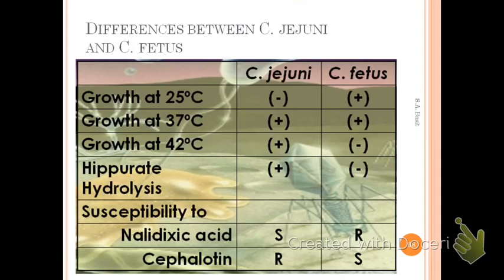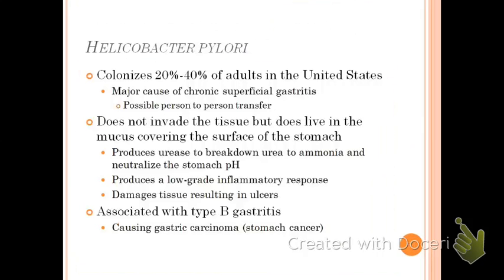So Campylobacter fetus could grow at 25, both could grow at 37, but only Campylobacter jejuni could grow at 42 degrees centigrade. It is also only Campylobacter jejuni that could hydrolyze hippurate, and Campylobacter jejuni is susceptible to nalidixic acid. On the other hand, Campylobacter fetus is resistant to nalidixic acid, whereas it is somehow sensitive to cephalothin, which Campylobacter jejuni is resistant to.